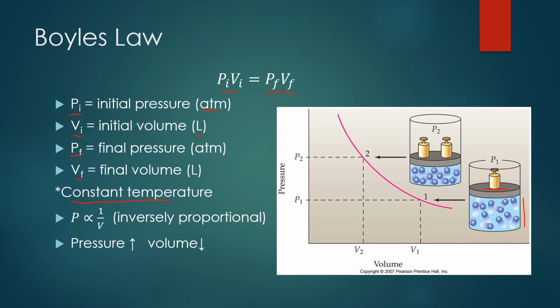Now, let's say I increase the pressure. In this second diagram, I added another weight, making the pressure go up. Since the pressure went up, what happened to the volume? It went down, because they go in opposite directions. They're inversely proportional. Pressure goes up, volume goes down. Pressure goes down, the volume is going to go up.